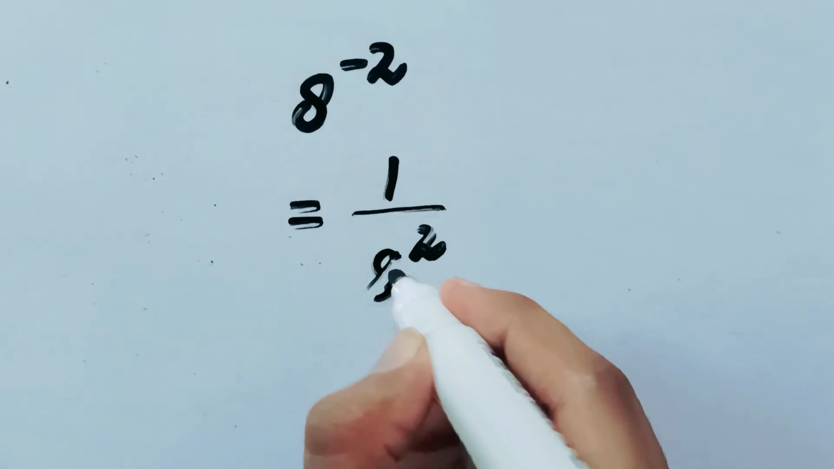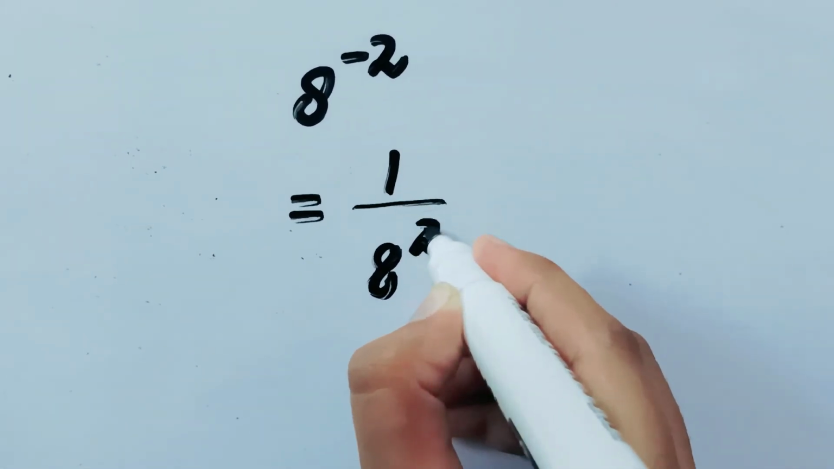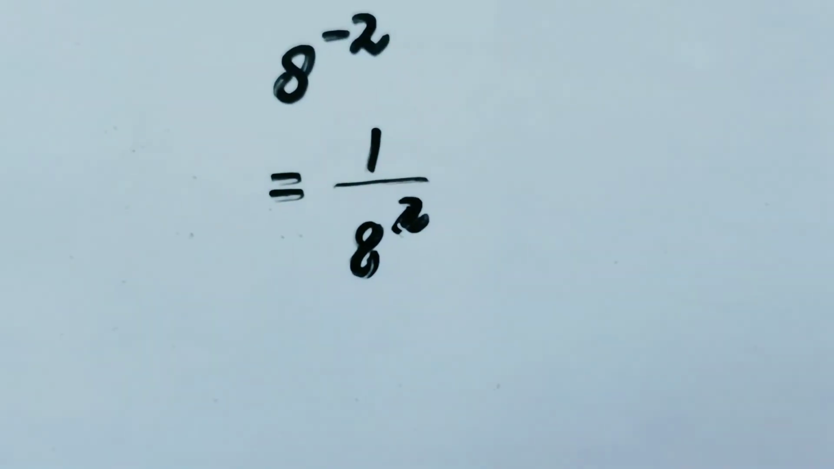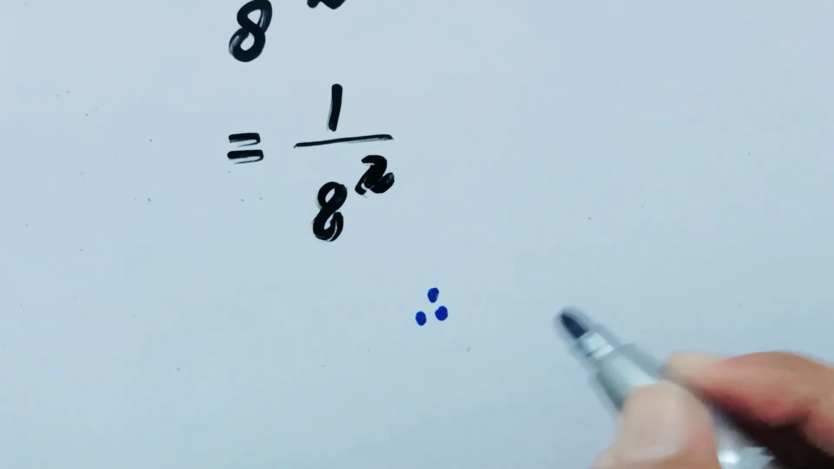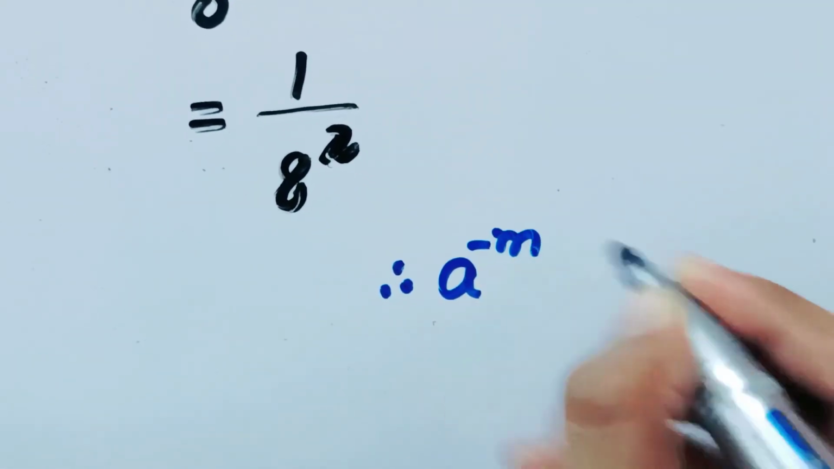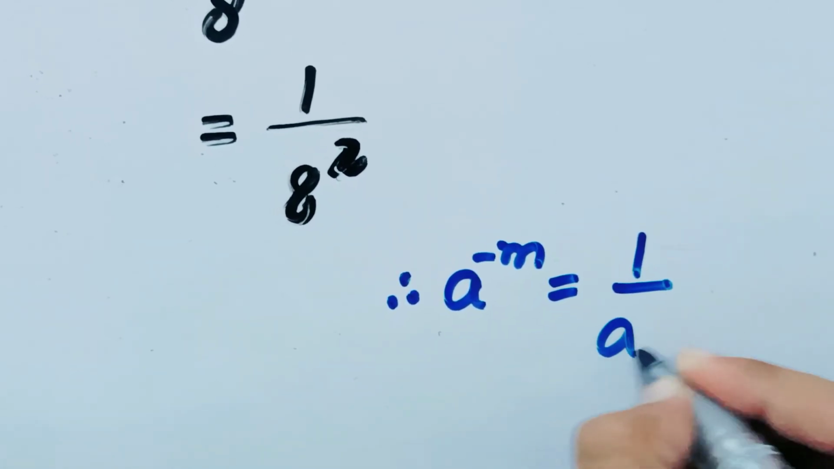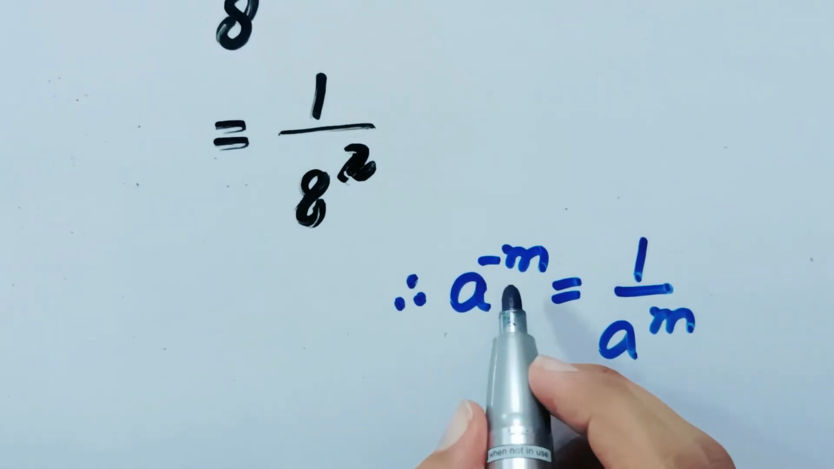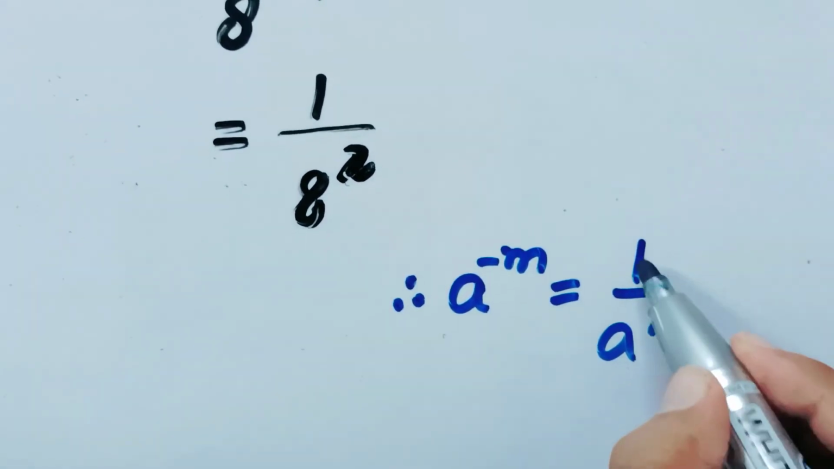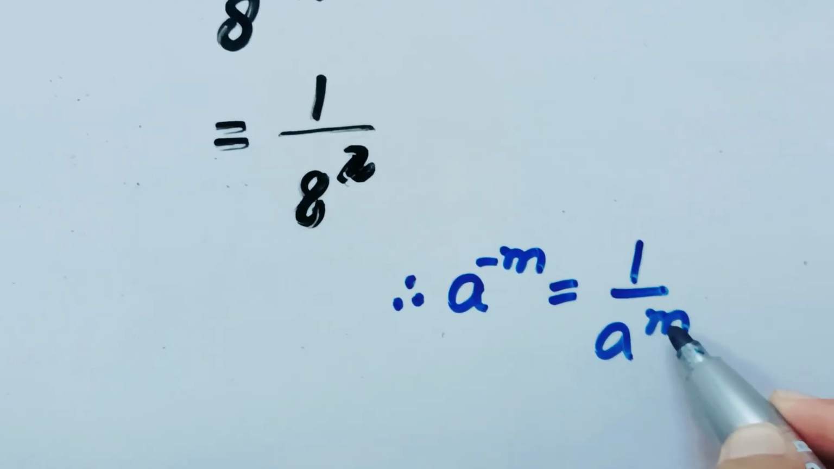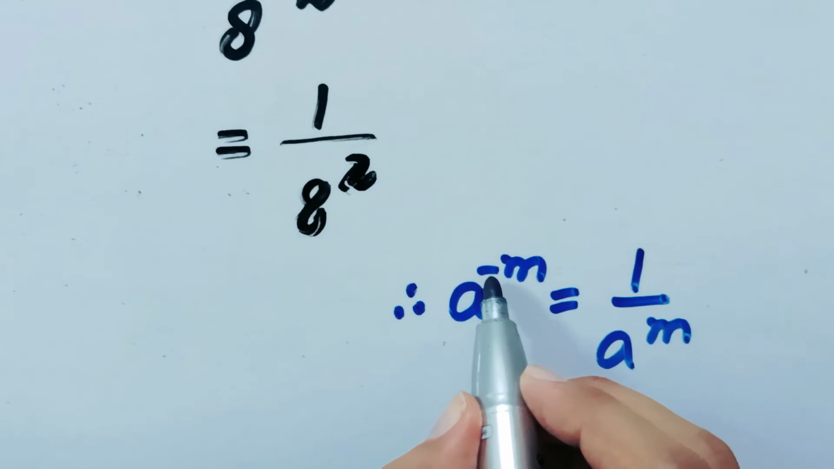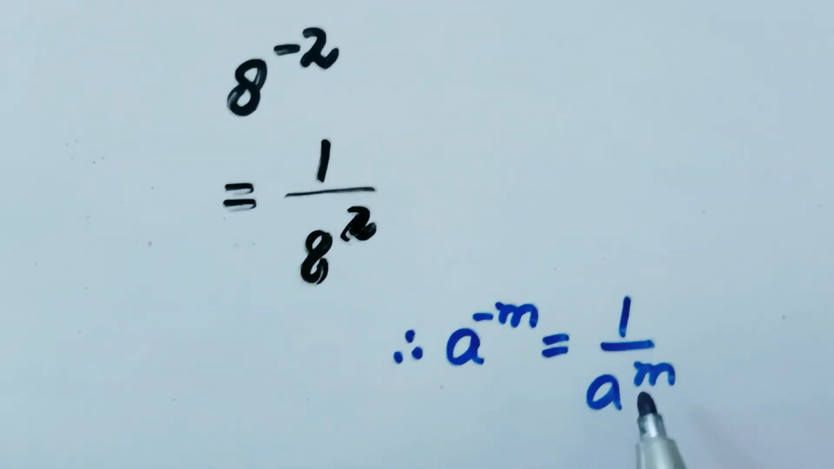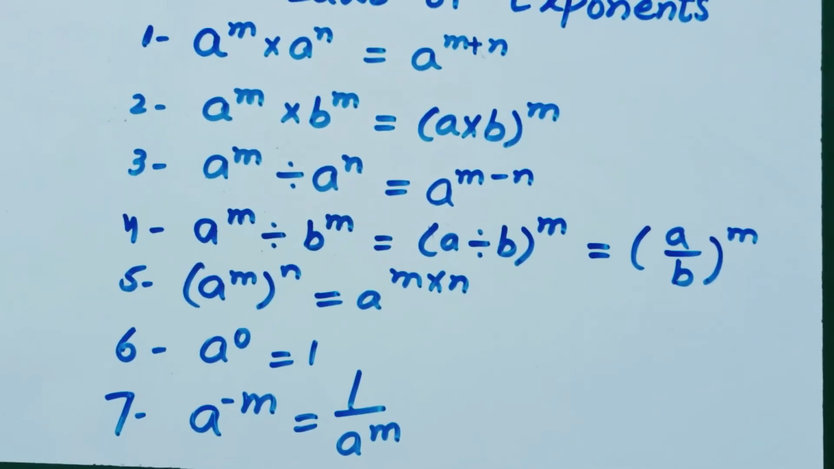When it becomes our denominator, the minus sign will change into a plus sign, because here we have taken its reciprocal. The general form of this negative exponent is a raised to power minus m is equal to 1 over a raised to power m. We will take the inverse or reciprocal of our negative exponent, and then it will always be equal to 1 over a raised to power m, which means its negative sign will convert into a positive sign when it moves to the denominator. So these are our 7 laws of exponents.